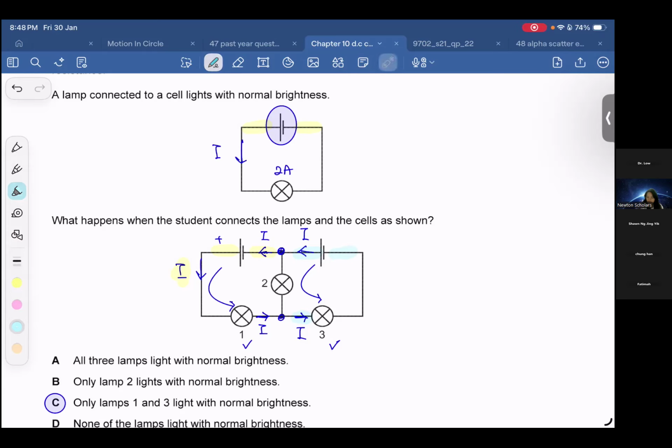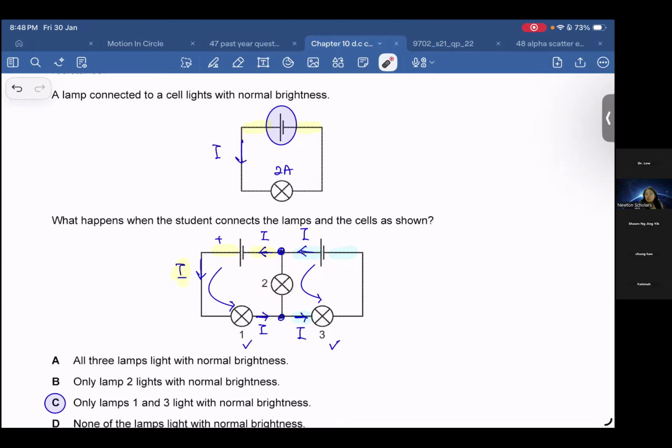Can you see that this one is I going out, coming to this junction, and then this I goes out? I goes into the junction and goes out of the junction, still I. What does it mean? Is any current flowing through this? My answer is no. There is no current flowing through this. You get what I mean? Because we follow Kirchhoff's first law. Kirchhoff's first law says that the total current flowing into the junction equals the total current flowing out of the junction. So if here is I, and here coming back also I, there is no current for this. Lamp 2 actually does not light up.